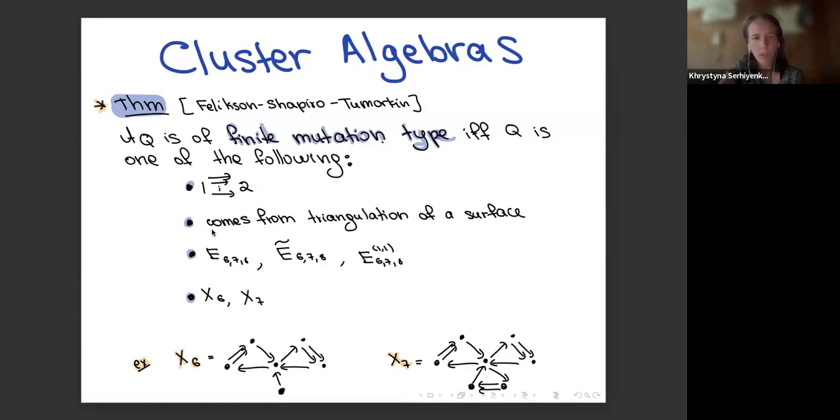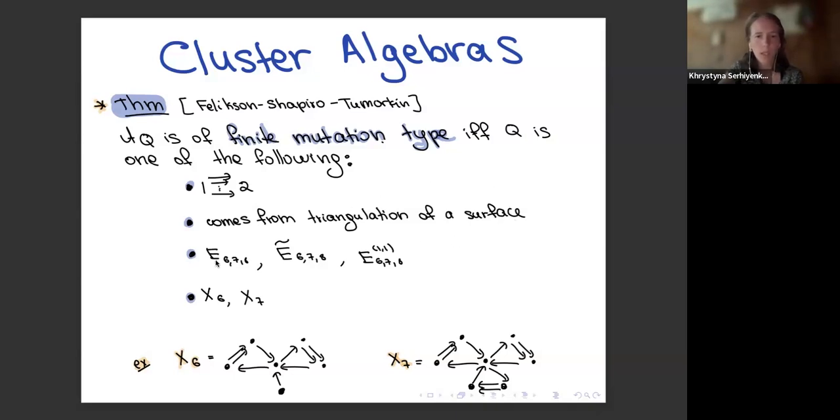There's a whole family of quivers, those that come from triangulations of surfaces. And that's an important family as it comes up in this characterization. And this is the type of quivers we're going to talk about at the next lecture, triangulations of surfaces.